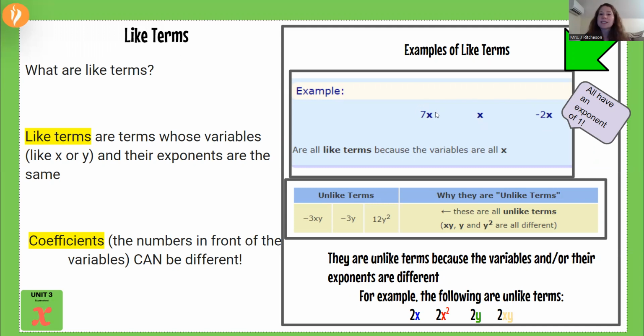And if you don't see an exponent, it's also a 1, just like the coefficient is a 1 if you don't see it. So all of these are multiplied by x raised to the first power. That makes 7x and x and minus 2x all like terms. Now, these are examples of 3 unlike terms because they don't have the same exact variables and exponents. They are unlike terms because the variables and or their exponents are different. For example, the following are all unlike terms. Even though the coefficients are the same, it doesn't matter. It's about the variables and the exponents.